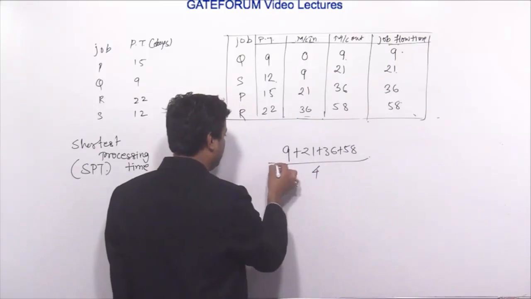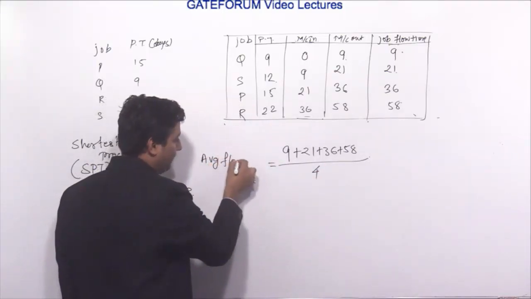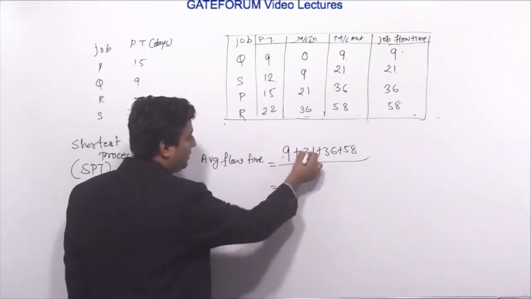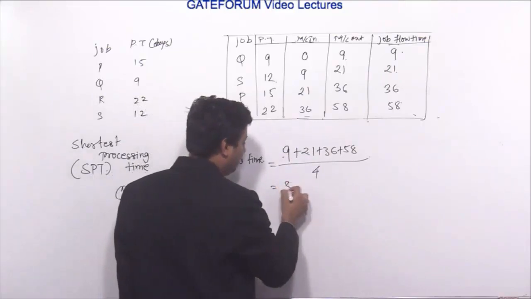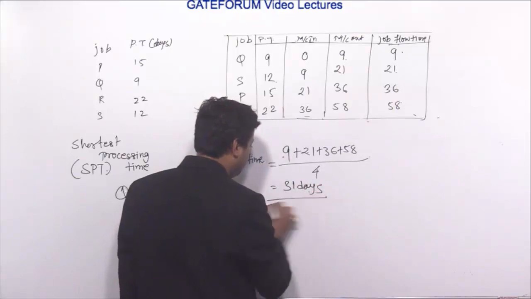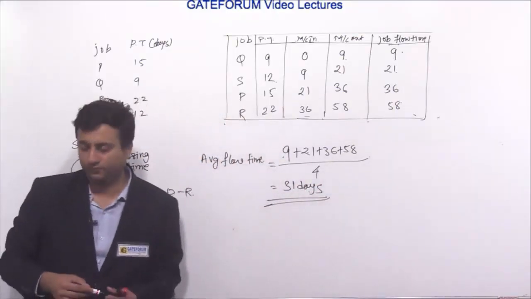So the average flow time, the total is 124, and dividing by 4 you will get 31 as the average. So 31 days will be your answer. Thank you for now.